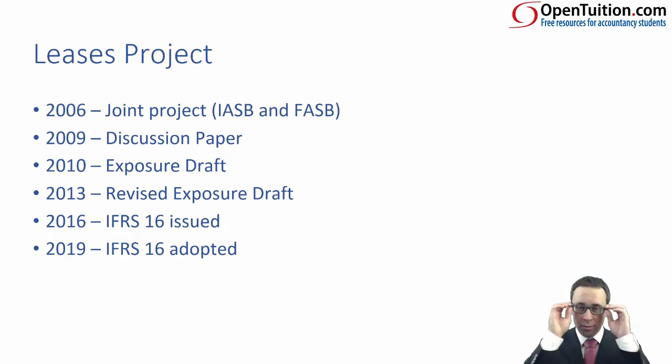So I assume that it will come into your P2 syllabus at some point in the future. But as I speak at this moment in time, for the syllabus for the September 16, December 16, March 17 and June 17 exams, IAS 17 is the examinable standard as an accounting standard on leases, and IFRS 16 and the exposure draft could be there as a current issue. Okay, but you can see there, wow, that's a long period of time, isn't it?